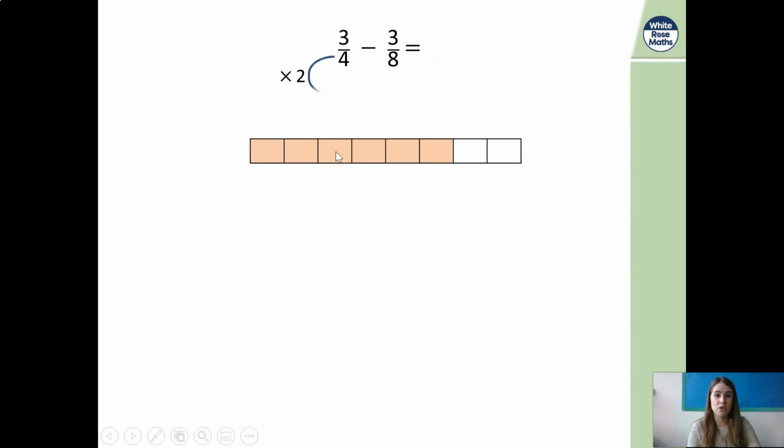We're going to multiply by 2, okay? So we multiply the numerator and the denominator. So now we have 6/8 subtract 3/8. So all we need to do is 6 take away 3, okay? And that gives us 3 left over. So it's going to be 3/8, okay?